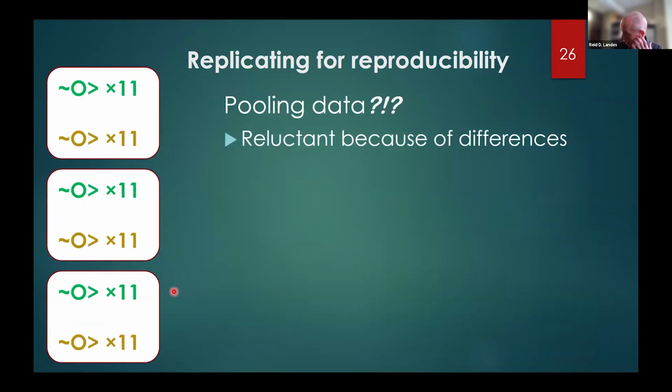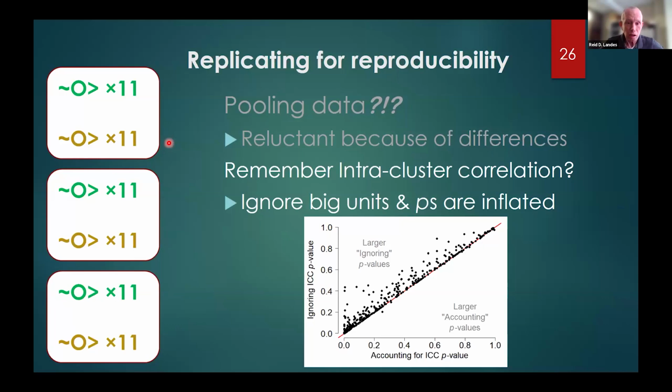But the animal researchers, yeah, they're reluctant to pool these data because they're so different. They can be so different, they say. We want to remember that intra-cluster correlation. And when we account for that ICC, it's okay. But if we ignore it, yeah, this variability among these replicates is going to show up in our data. And when we ignore it, our p-values are going to be inflated.